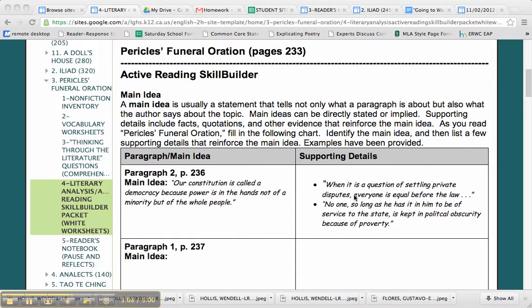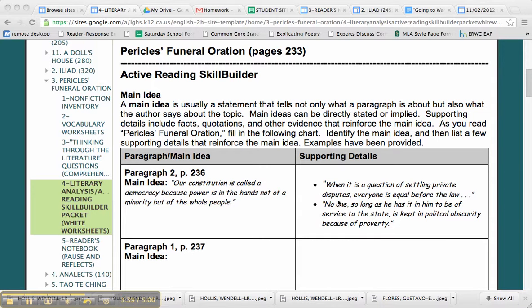So his supporting details, he quoted it. He said, "When it is a question of settling private disputes, everyone is equal before the law." So we can see that everyone, no matter who it is, is treated the same. Since right here it says "hands not of a minority but of the whole people," that means everybody. So we can see that this supporting detail that this student wrote is right. Okay, so now we need one more, because I said you guys needed two, just like this student.